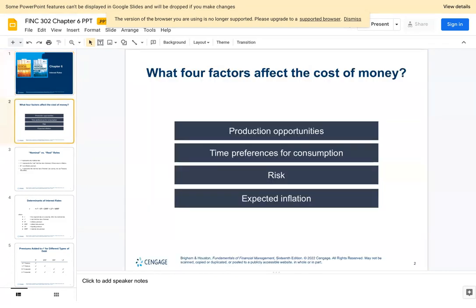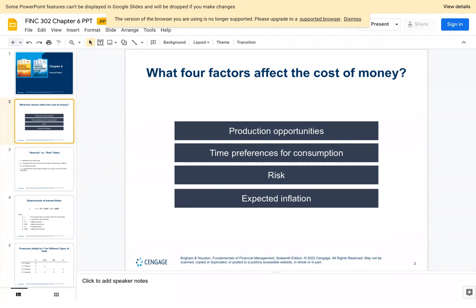So first of all, what are 4 factors that affect the cost of money? The first is production opportunities. In other words, what are the available investment opportunities for different entities in productive assets?